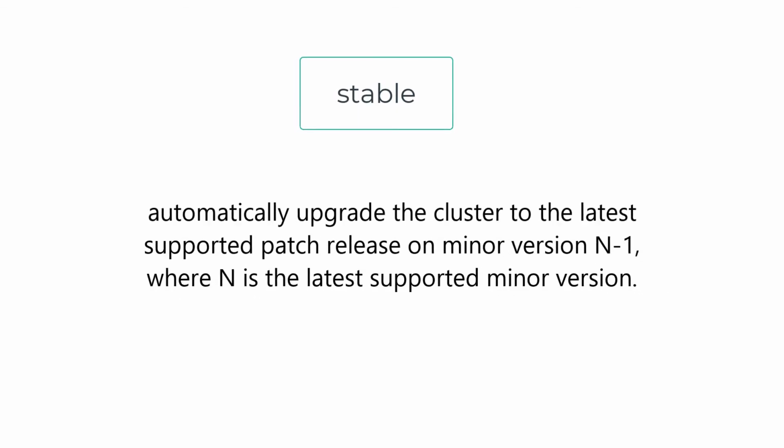The next option is stable, which automatically upgrades the cluster to the latest supported patch release on a minor version n-1, where n is the latest supported version. For example, if the cluster is running 1.17.7 and versions 1.17.9 and 1.18.4, 1.18.6 and 1.19.1 are available, your cluster is upgraded to 1.18.6 because that is the latest supported patch release on a minor version n-1.